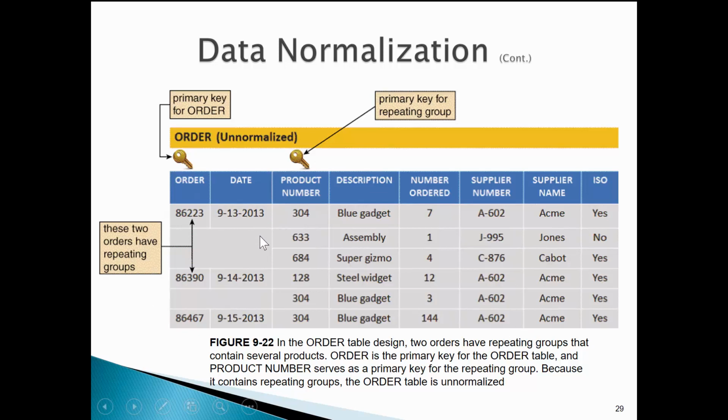So as it says, two orders have repeating groups. They do. That contains several products. They do. Order is the primary key for the order table, and product number serves as the primary key for the repeating group, because we can see the repeating group.